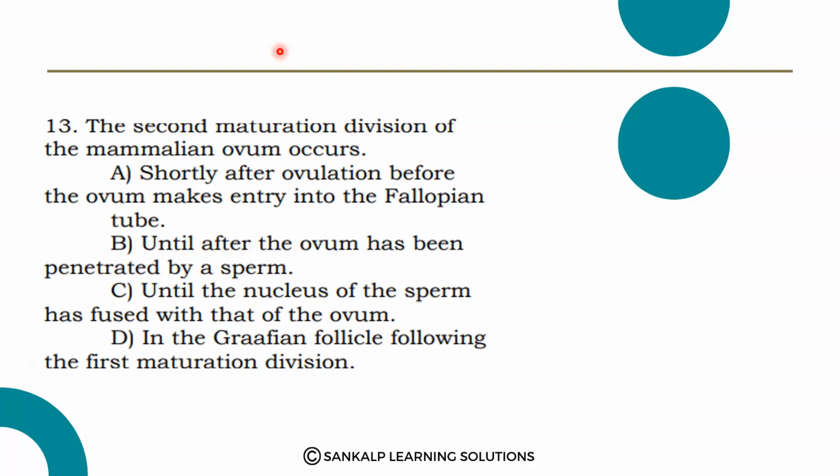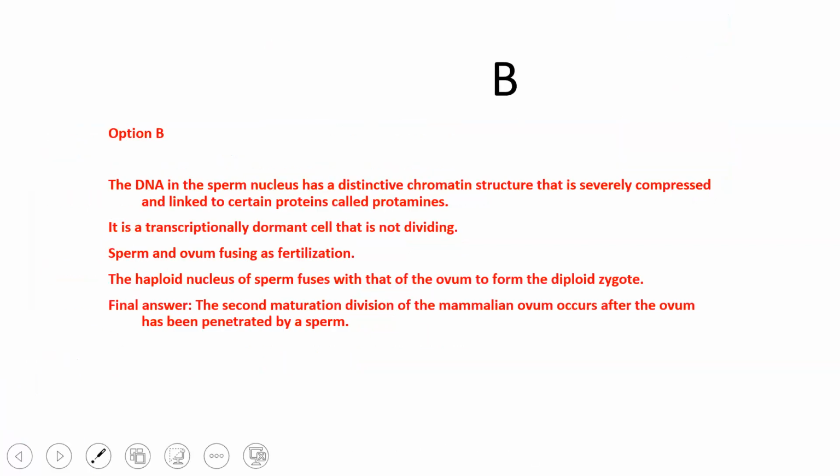So I got two quick answers from Anvita and then Komala. Yes, what about others? Priyanka answered it, fine. So the right answer is here, option B. That is, the DNA in the sperm nucleus has a distinctive chromatin structure, so it is transcriptionally a dormant cell. So sperm and ovum fuse as fertilization. At that time, what happens?